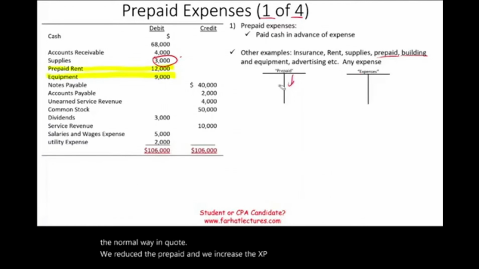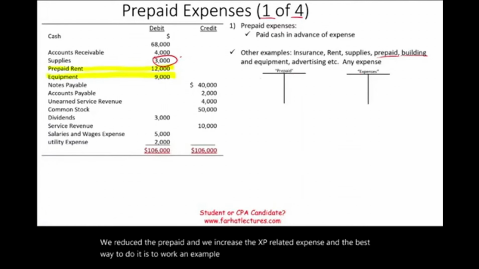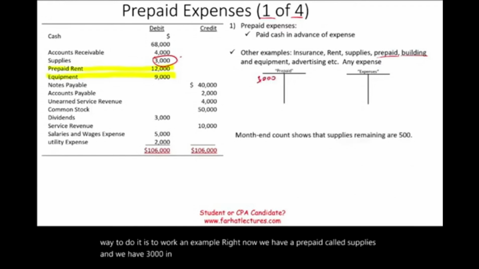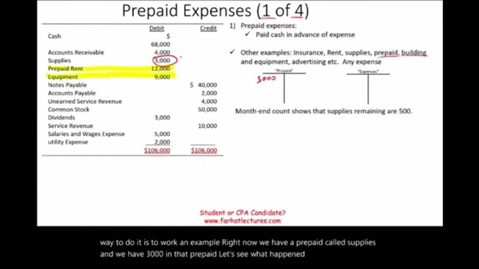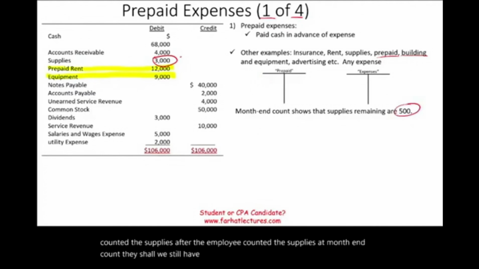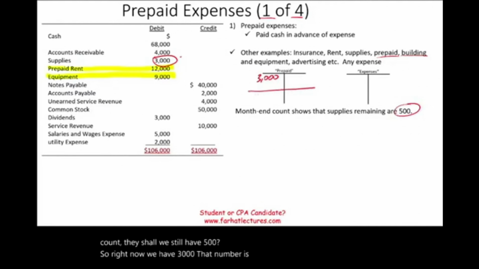And the best way to do it is to work an example. Right now we have a prepaid called supplies and we have $3,000 in that prepaid. Let's see what happened after our employee counted the supplies. At month-end count, they show we still have $500. So right now we have $3,000. That number is incorrect. That number should be $500. This is the correct balance.